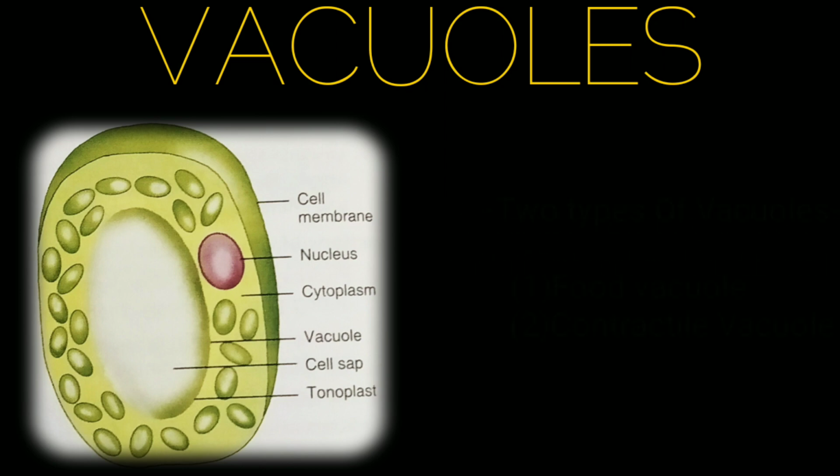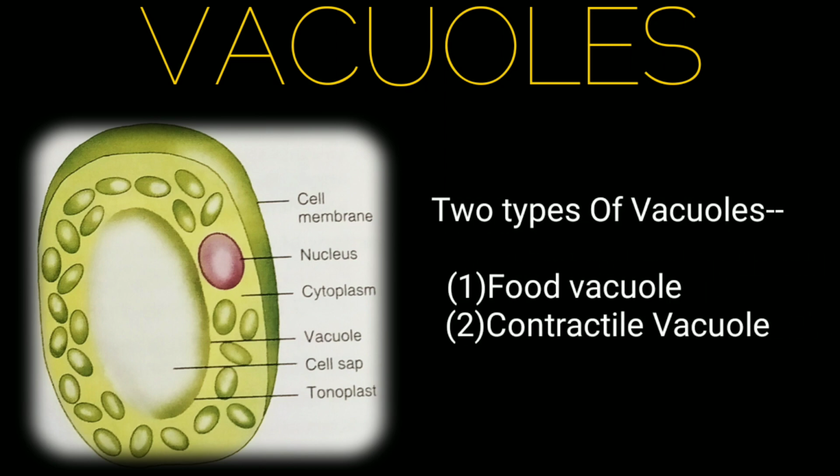Fine. Basically there are types of vacuole: food vacuole and contractile vacuole. These are mainly two types of vacuoles. There are also many small vacuoles which help in storage, right? And these two vacuoles, food vacuole and contractile vacuole, generally occur in unicellular animals like amoeba and paramecium.